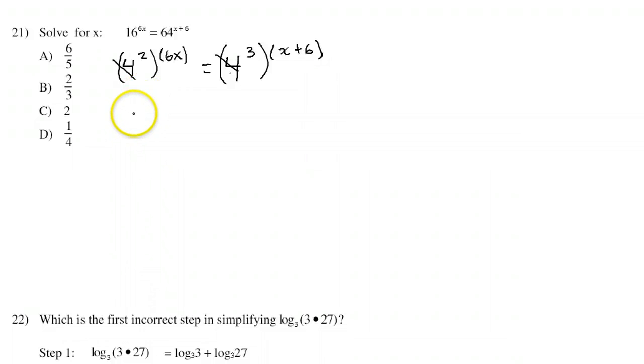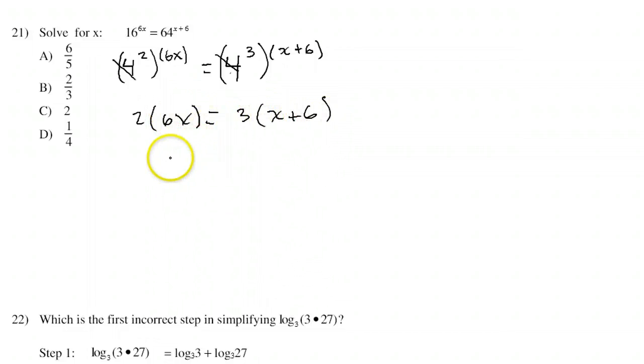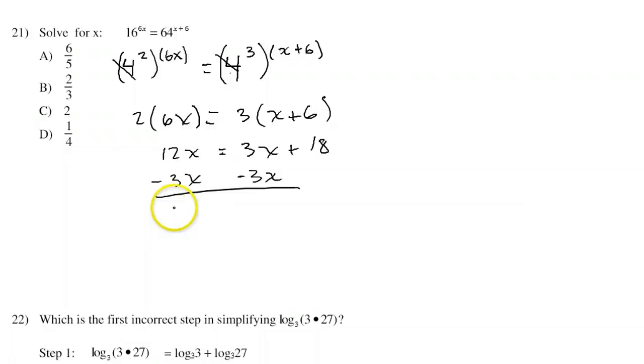And I'm left with up here as 2 times 6x is equal to 3 times x plus 6. We can just distribute and solve it out. So here I get 12x is equal to 3x plus 18. If I subtract 3x on both sides, I can get 9x is equal to 18. And so we see by dividing by 9, we get x is equal to 2.